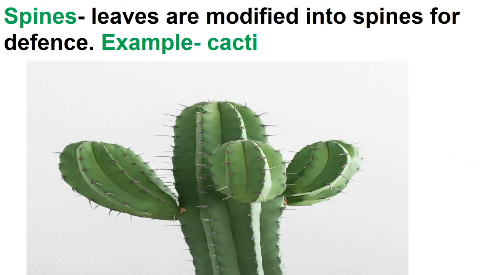Next type of leaf modification is spines, and obviously what will be the function of spines? They will help in defense, or you can say for the protection of the plant. So leaves are modified into spines for defense. And one more function, because they can reduce the transpiration by forming this spine shape. Because these are found in desert areas, right? These cactus are native plants of the desert area. So these spine-like leaves can reduce the surface area to reduce the transpiration rate, so that they can avoid the loss of water, right?